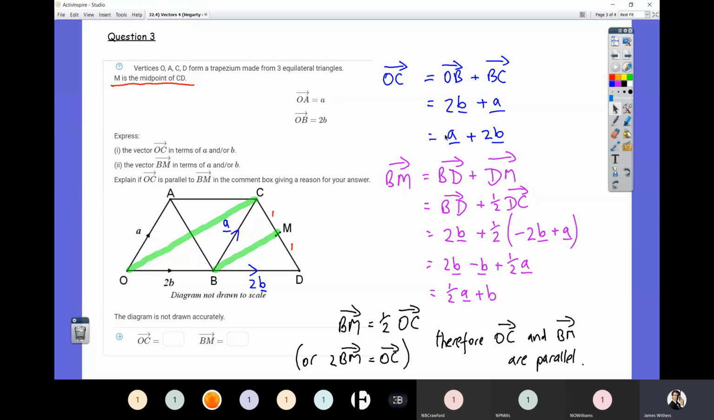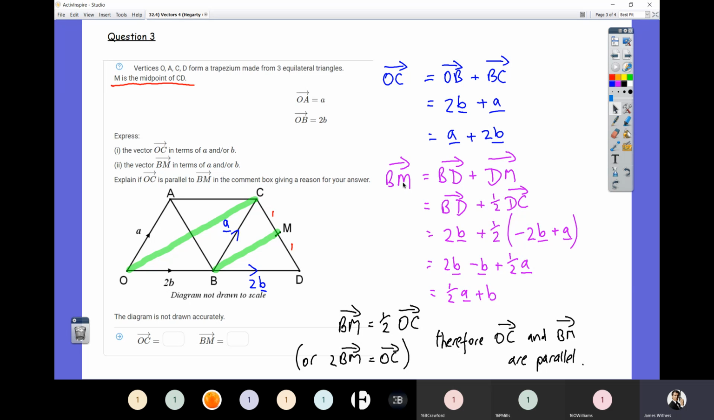So a plus 2b. Now, just going to come back to this. I've noticed when you've been uploading your workings, some of you are still in the habit of giving me a line of workings where you're mixing a combination of little a's and little b's with the capital letters with the arrowheads. You mustn't do that. It's got to be all or nothing. So make sure each line of working is either in this uppercase arrow format or in this lowercase a and b format. Don't mix and match. So vector OC is a plus 2b.